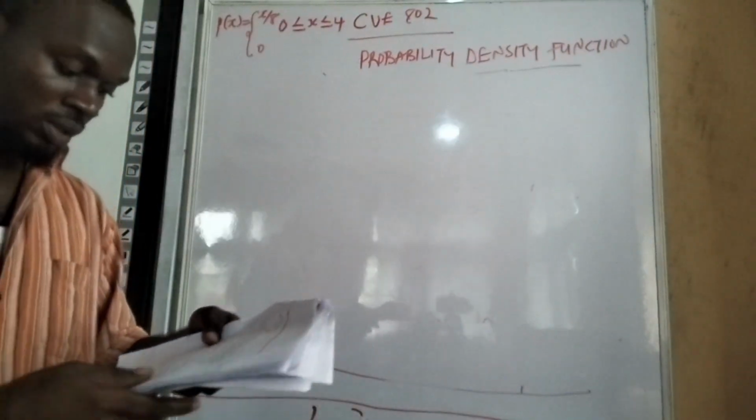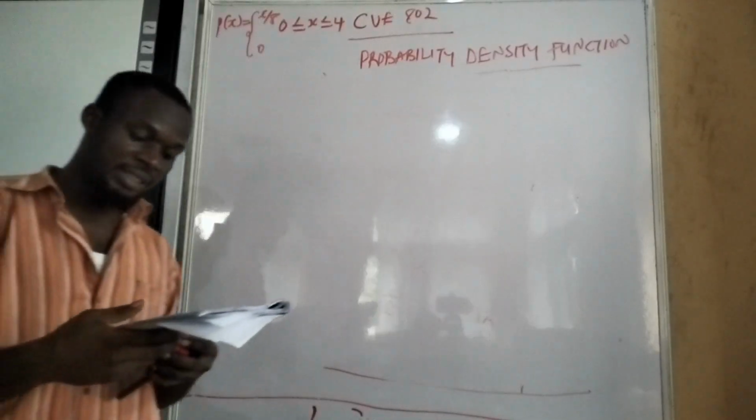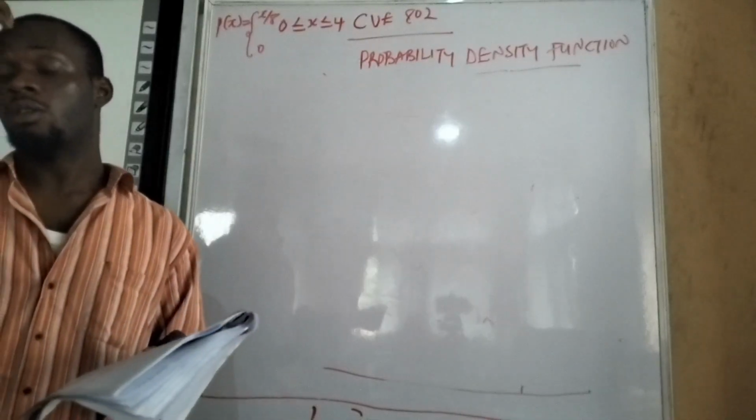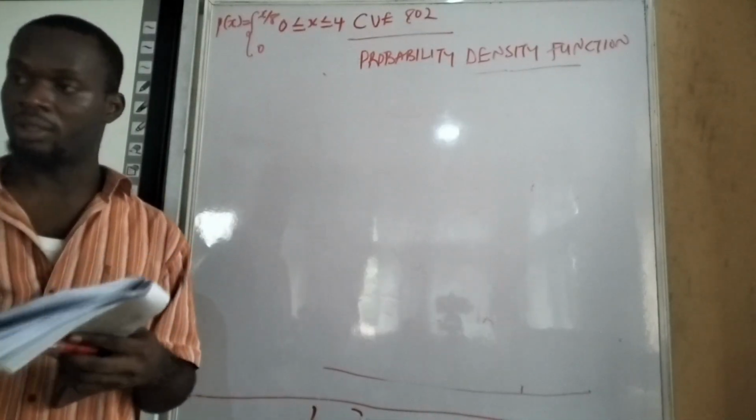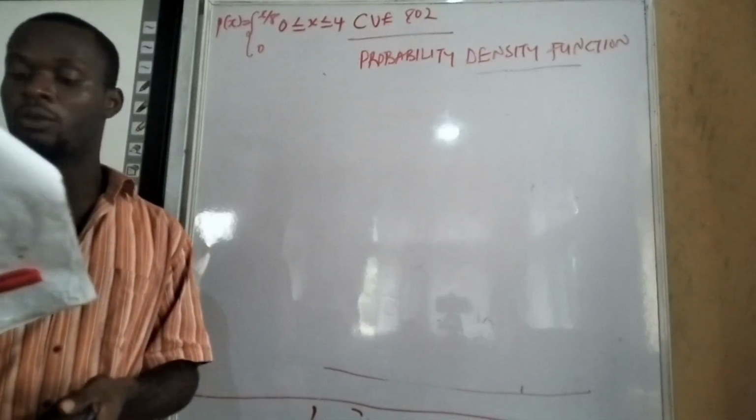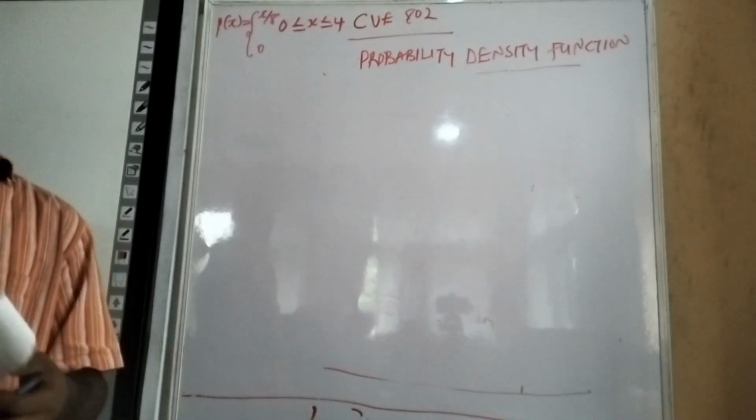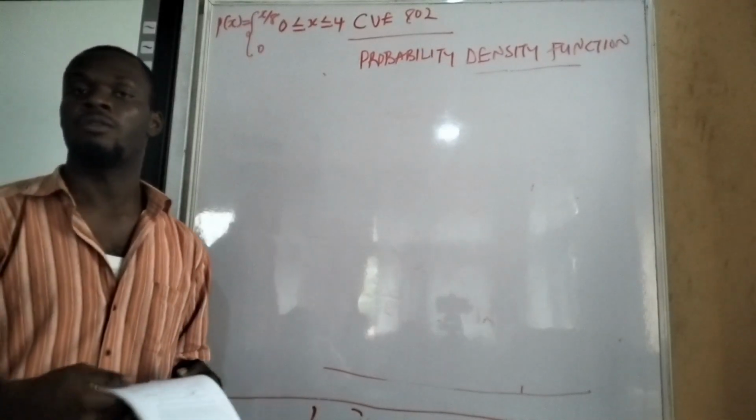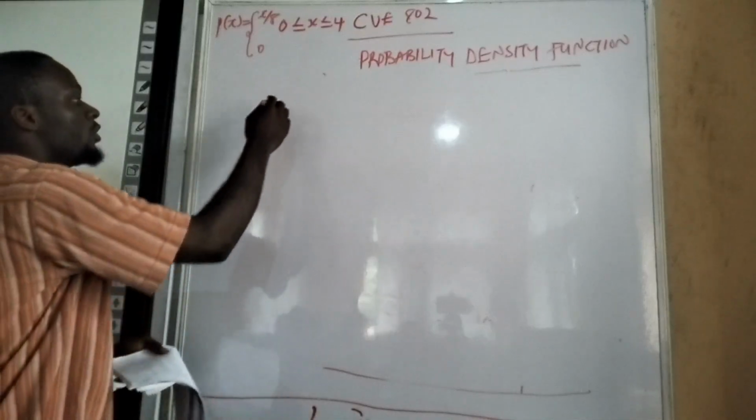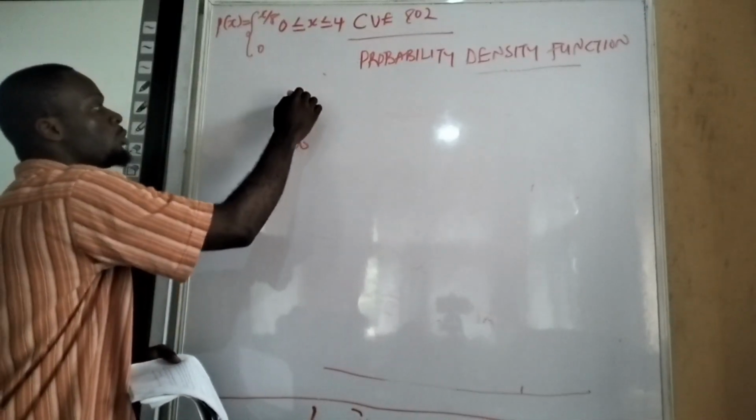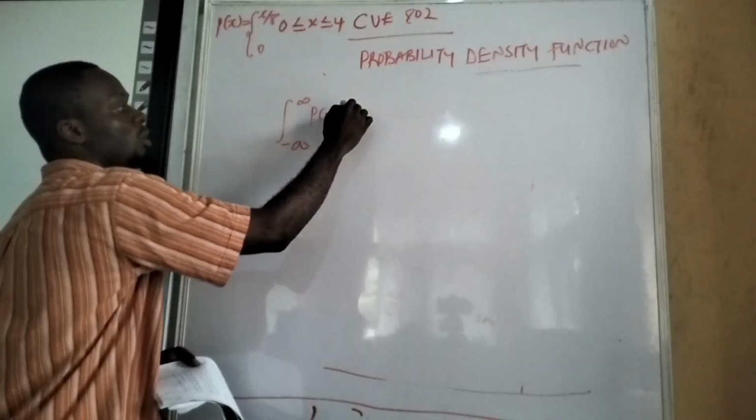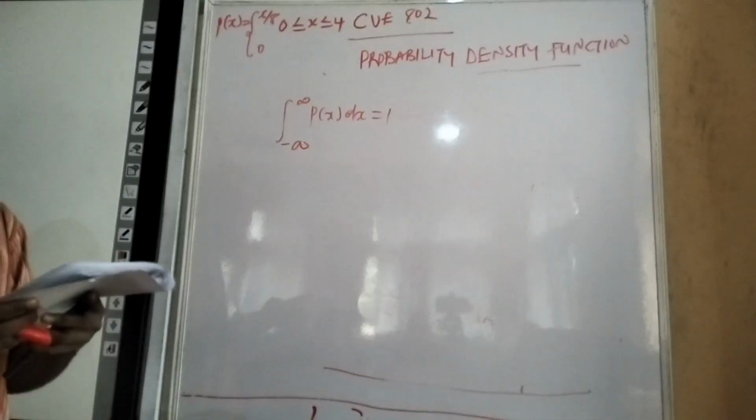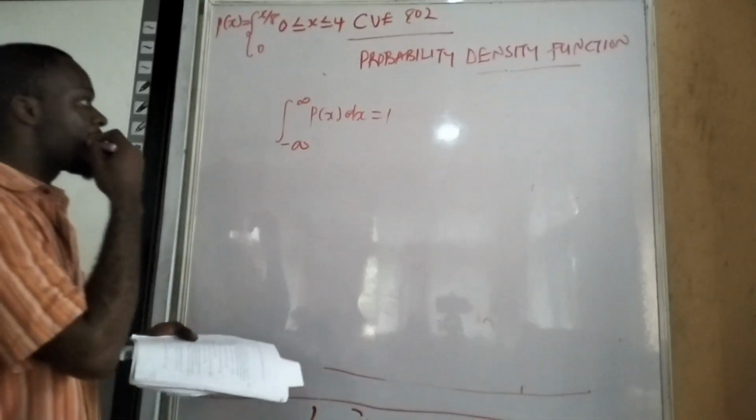So the next example says the probability density function for a continuous random variable. Page 20, the last example there. They have told us that it is continuous. So we know that if you integrate the variable from negative infinity to positive infinity, you get 1.